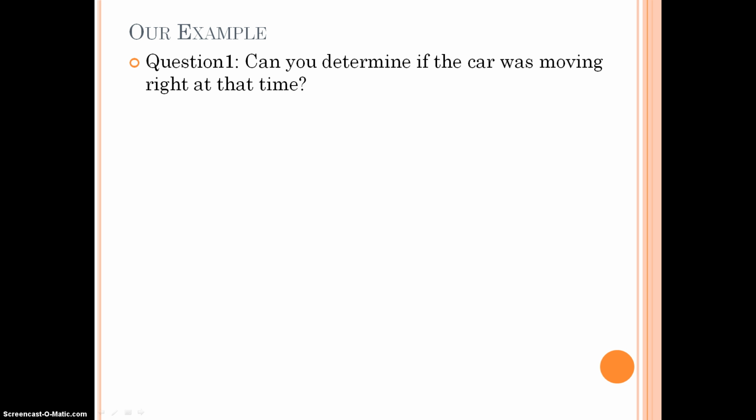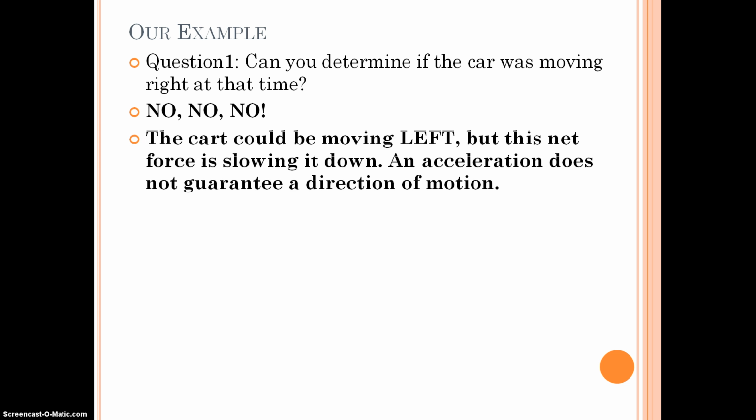So 2 questions. Question number 1. Actually, I think there's only 1 question. Question number 1. Can you determine if the car was moving right at the time? There are 2 questions. No, you can't. The car could be moving left, but this force may be slowing it down. And acceleration does not guarantee a direction of motion. All you know is that the right force is more than the left, which means that it's accelerating to the right. It could have started to be moving left, and now you're simply trying to jerk it to a stop. Or it could be moving right, and you're trying to speed it up, but you can't tell from the situation.